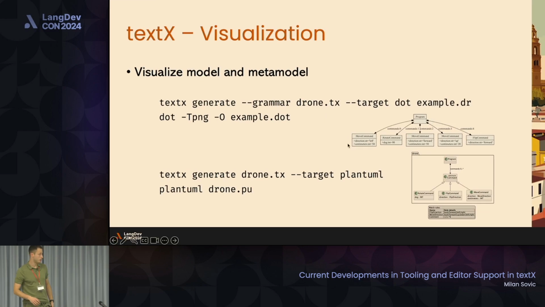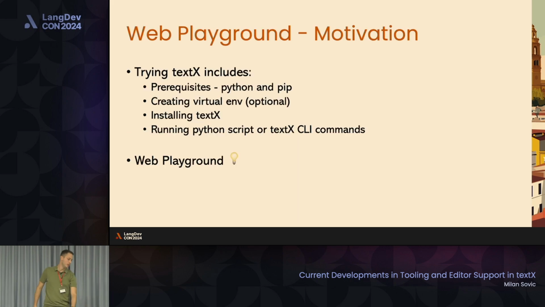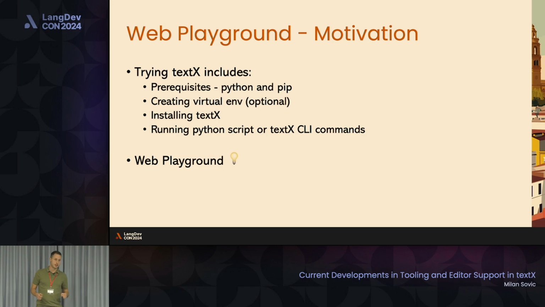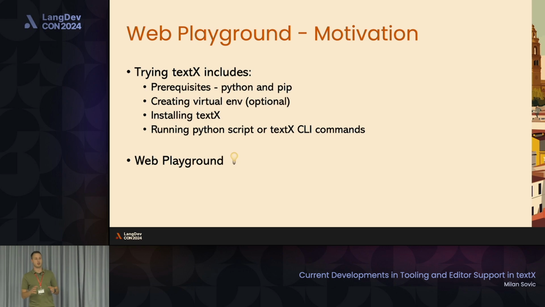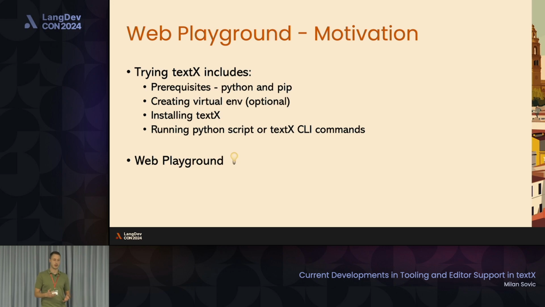So as you can see, in order to try textX, I will get to the web playground now. We need to have Python and pip installed. We also usually create some virtual environment where we install textX. And every time we want to test something, we need to run a Python script or CLI command. It would be nice if there is some online link where someone can just go and start experimenting with the language right away. So then we decided to create the web playground.